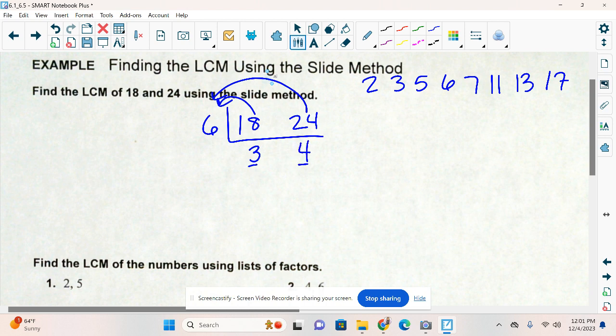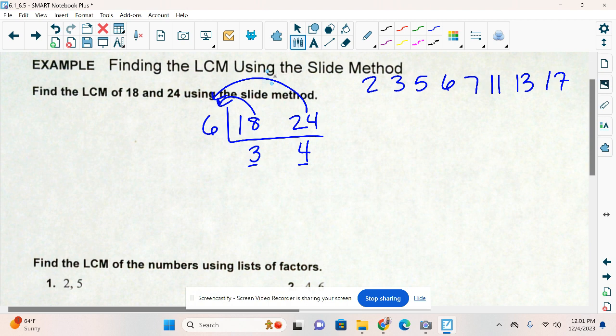3 and 4 are back to back on the number line. So that tells me that's as low as they can go. Nothing else goes into 3 and 4. They don't have anything else in common. The only thing they have in common is the factor of 1.